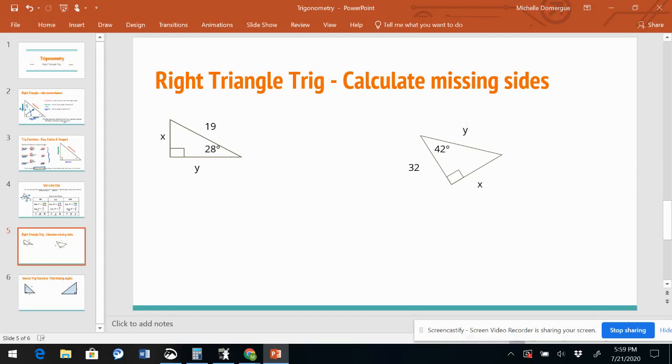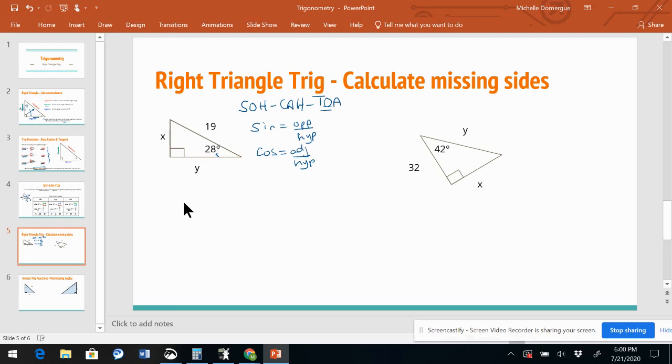So let's use those definitions to calculate missing sides in a triangle. We're given the following triangle, and we're given the angle 28 degrees. We want to calculate the sides x and y. Well, I know from SOHCAHTOA that my sine is going to be opposite divided by hypotenuse. Cosine is going to be adjacent divided by hypotenuse.